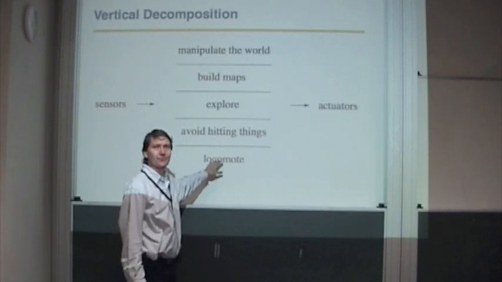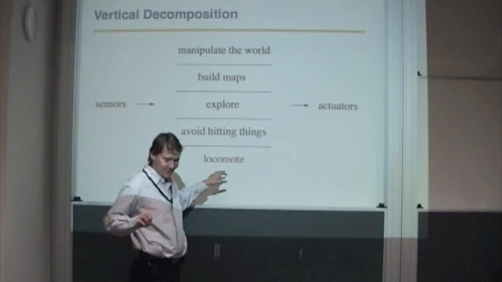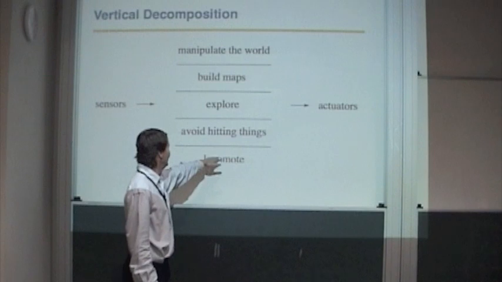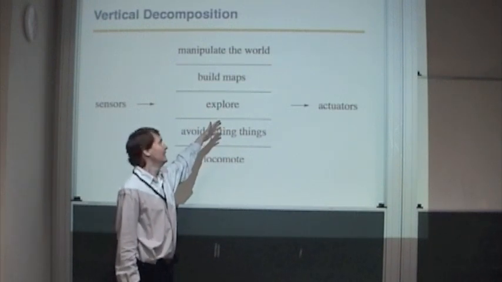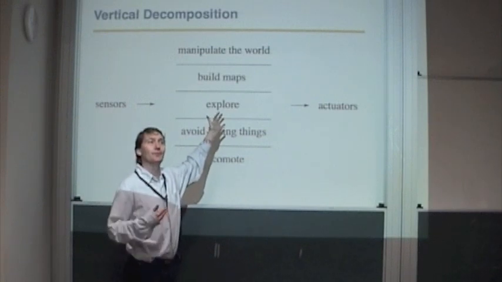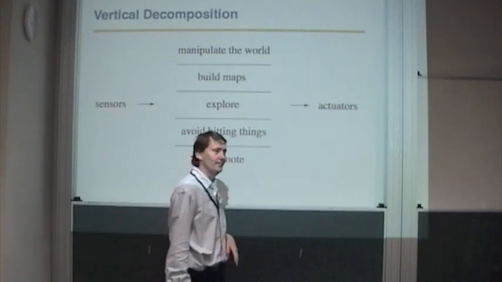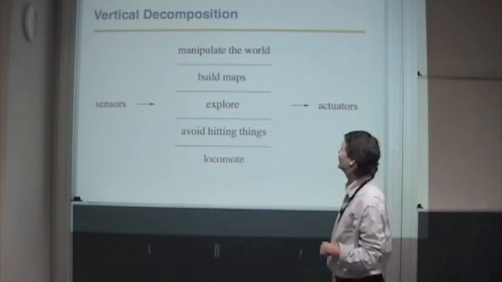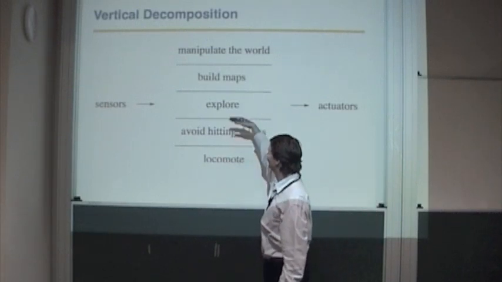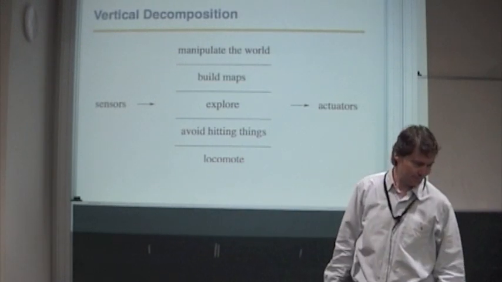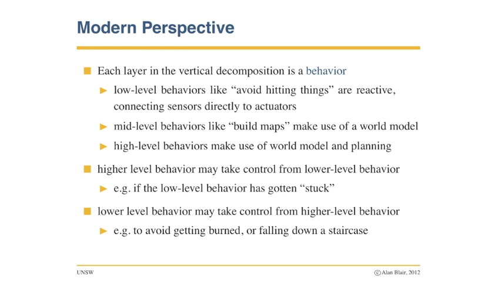So the lowest level behaviors are just these insect-level behaviors that move along. At the next level you try to avoid bumping into things. The next level up is a bit more sophisticated: you're exploring your environment, so this is where you need a world model and map building. Then as you get further up, manipulating the world, you need a planning module in order to plan several steps ahead. So we get this nice vertical decomposition of behaviors, which is sometimes called behavior-based robotics, and sometimes a subsumption architecture.